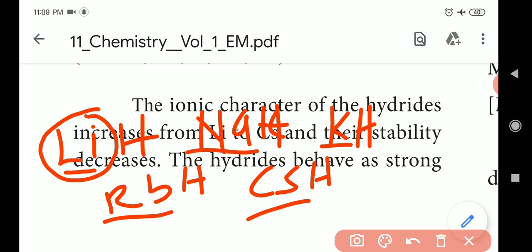According to Fajan's rule, the smaller the anion and the larger the cation, they can make ionic compounds. We know that a compound containing a smaller anion and a larger cation is known as an ionic compound. So cesium hydride has the most ionic character.